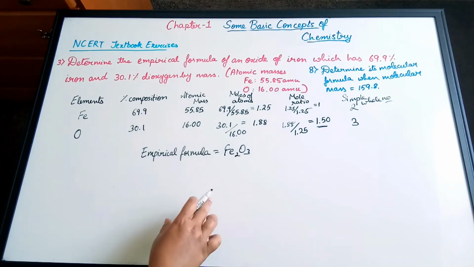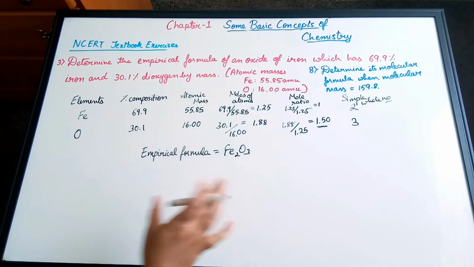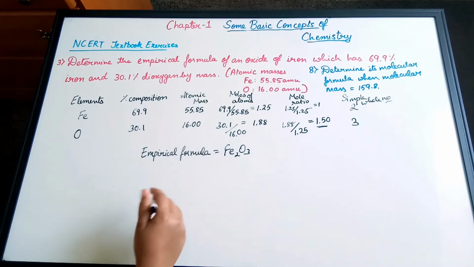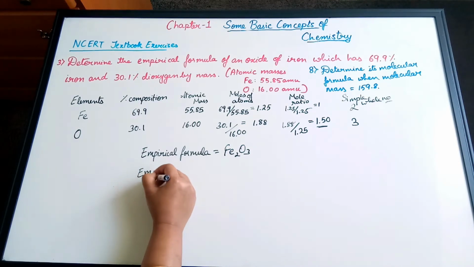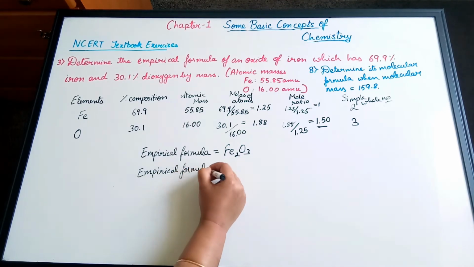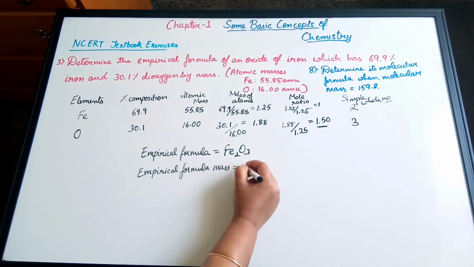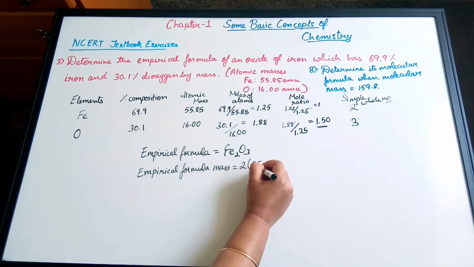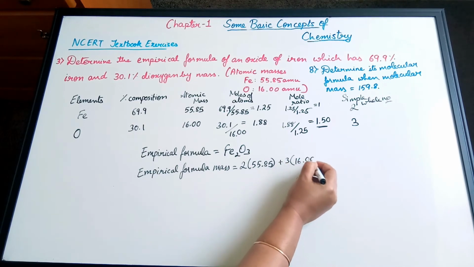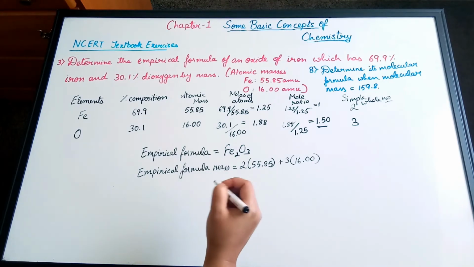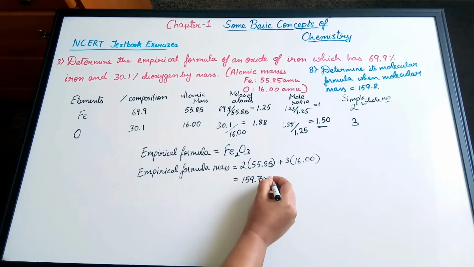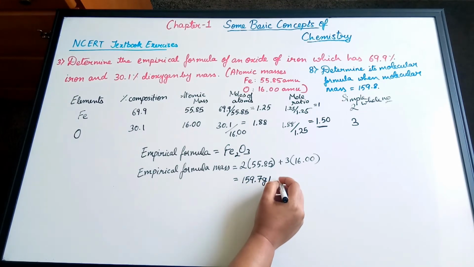Now, this is the third question. In the eighth question, the same compound has been given, but here we've also been given the molecular mass. So first let's write down the empirical formula mass. We have to find out the empirical formula mass, which will be equal to 2 into the mass of iron, that is 55.85, plus 3 into the mass of oxygen. So when we simplify this, we will get a value of 159.7 grams per mole.